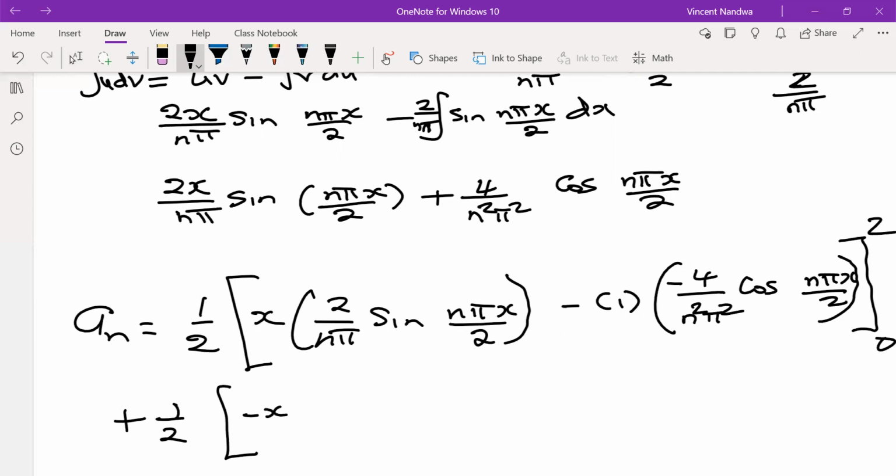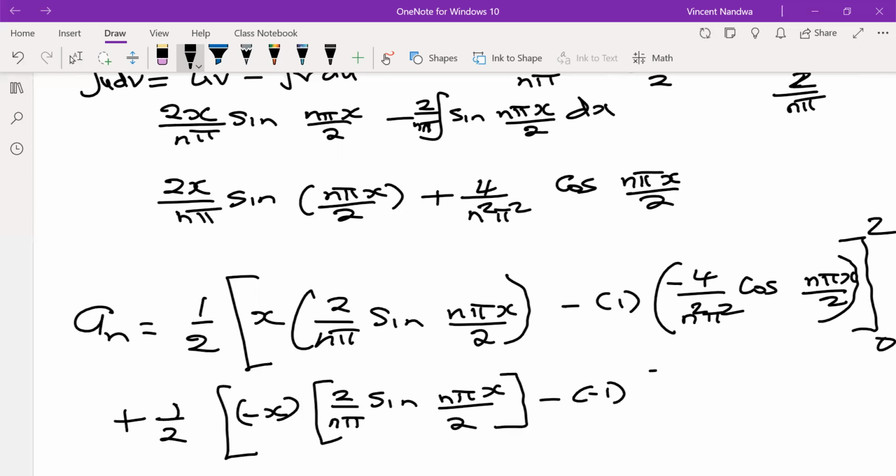and then plus the other value, which will be a half into negative x, 2 over n pi multiplied by sine of n pi x divided by 2, minus 1 into minus 4 over n squared pi squared, and then cosine of n pi x divided by 2, and then we apply limits from minus 2 to 0.